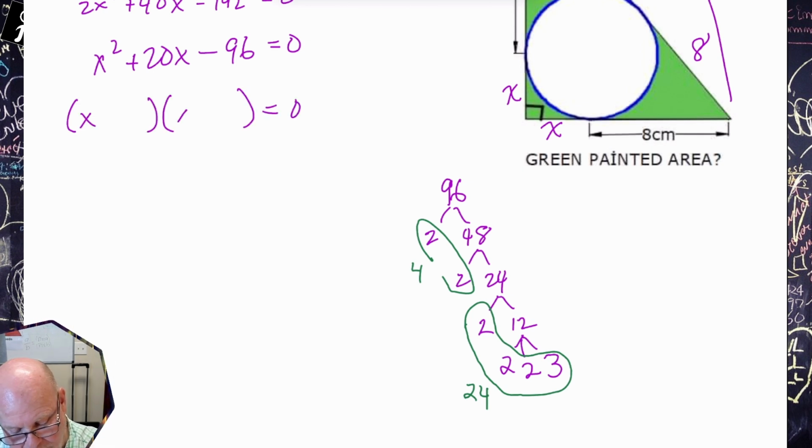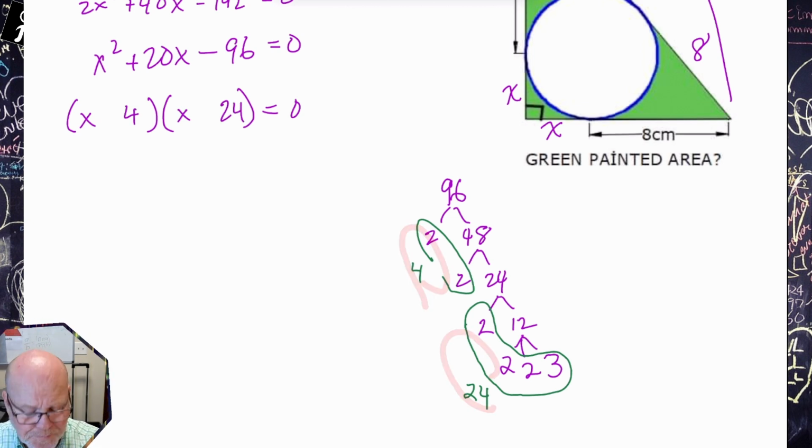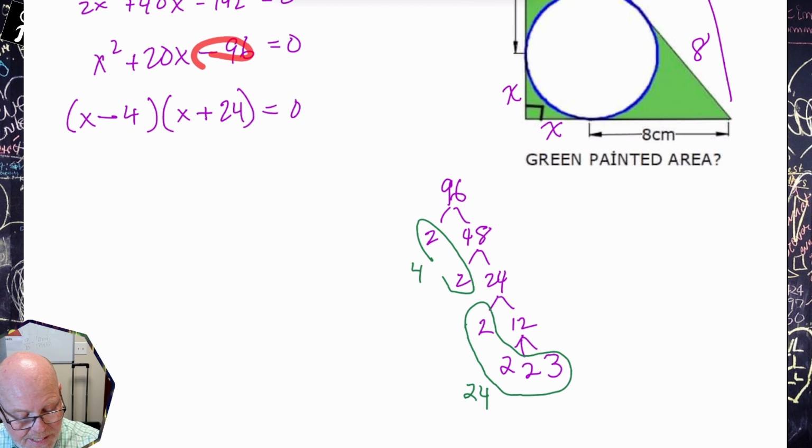We've got x and x. I know one of them is going to be a 4, and the other is going to be a 24. That's because of this stuff over here. And since I need a positive 20, that means it's got to be a positive 24 and a negative 4. That's going to give me my negative 96, and it's going to give me my positive 20.